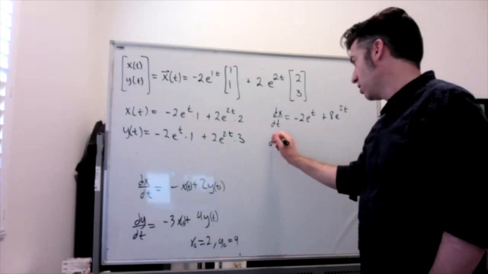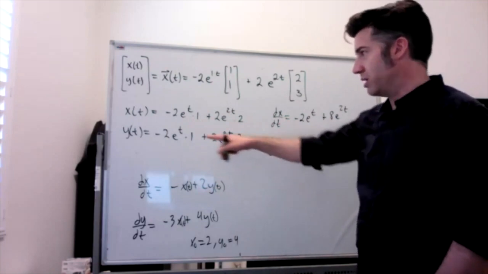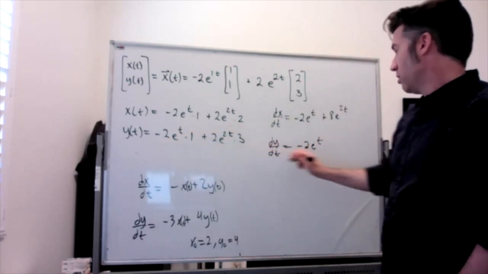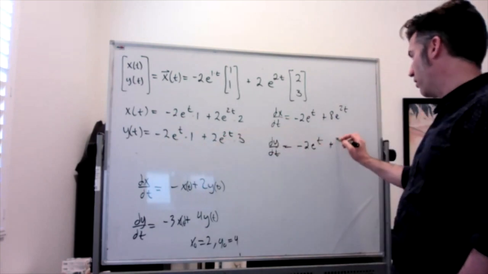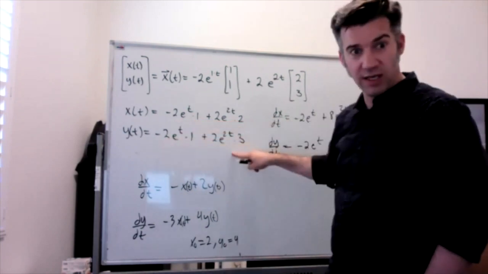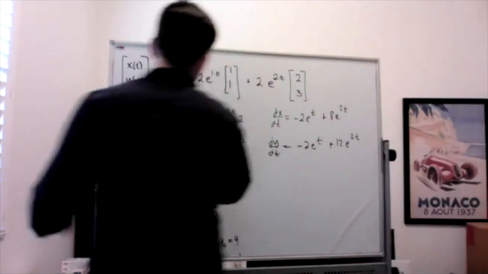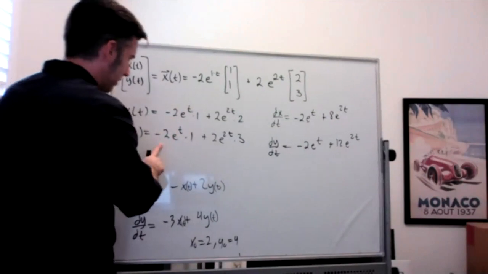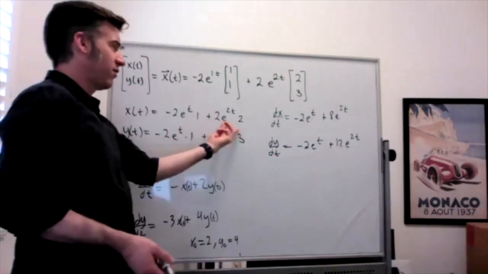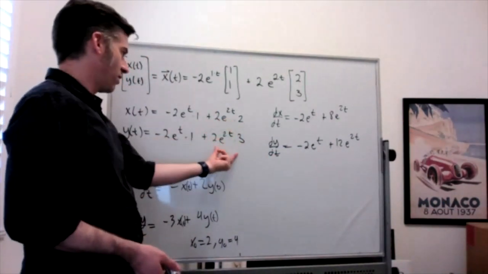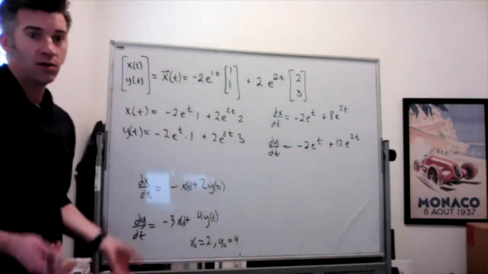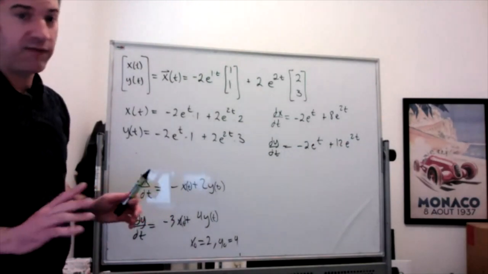And similarly, our dy dt would be the derivative of this: -2 e to the t plus 6 times 2 is 12 e to the 2t. And if you did -3 of these plus 4 of these, you would exactly get this, right? -3 times -2 plus 4 times -2 is 6 minus 8, which is -2. And -3 times 4 is -12 plus 4 times 6 is 24, and -12 plus 24 is 12. Okay, so great, we found the solution.